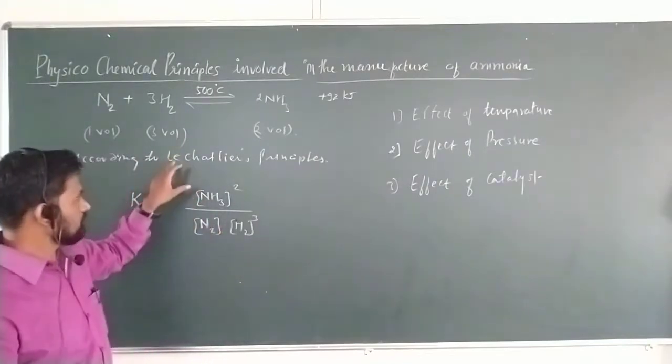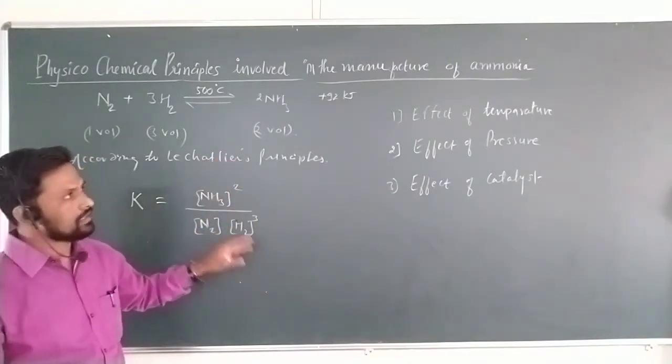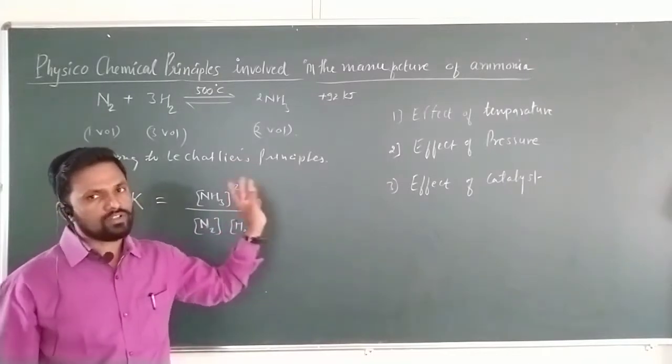So with this Le-Chatelier's principle, with increase in the pressure and decrease in the temperature, the percentage of ammonia formation can increase towards the forward reaction, or right hand side.